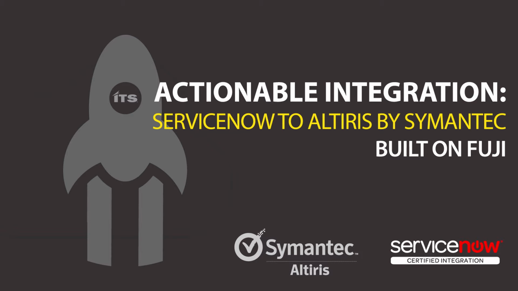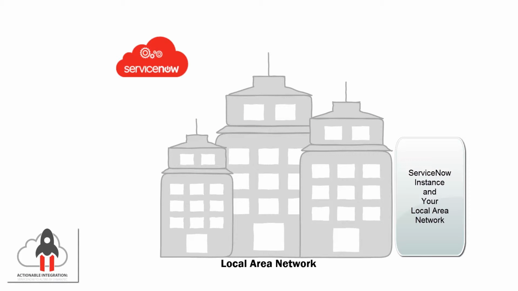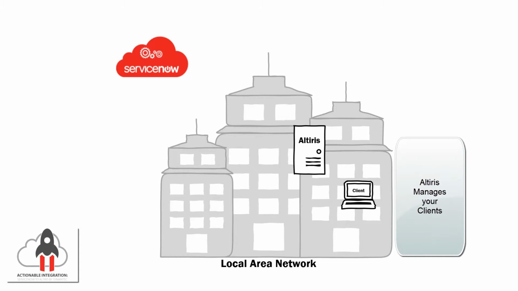This video will be about the actionable integration between Altiris and ServiceNow that is built on Fuji and is available in the ServiceNow store. So we have ServiceNow in the cloud, and we have your local area network. In your local area network, we have an Altiris server, the Altiris infrastructure being the notification server, the Symantec management platform, and its database. And then in that same local area network, we have your clients, or your clients can be managed over the cloud using the management platform.